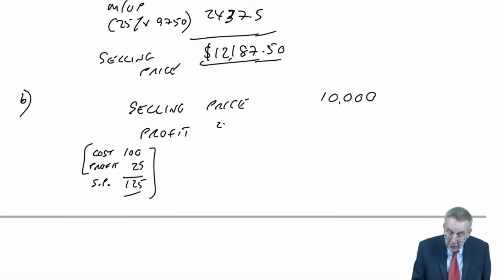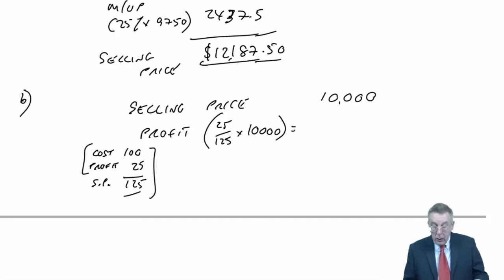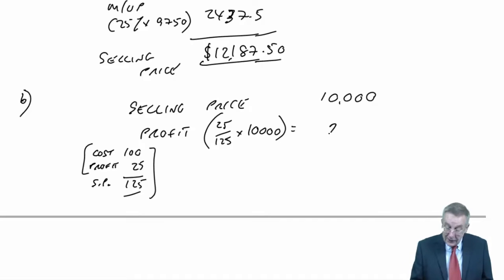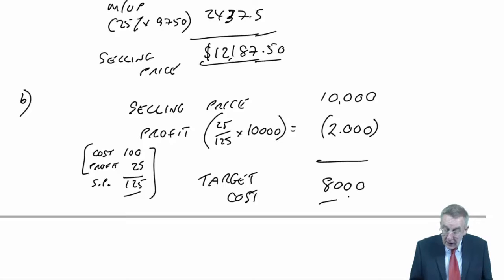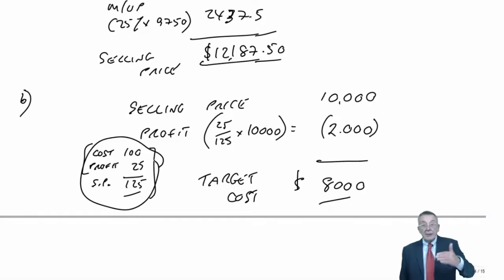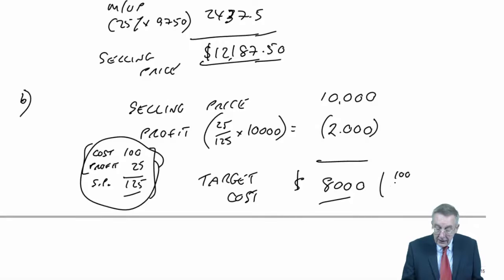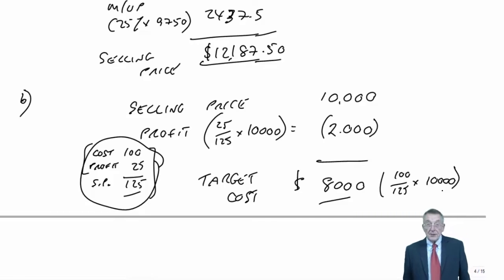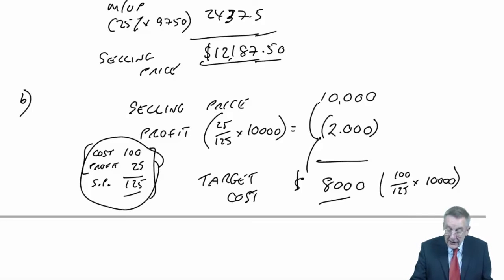And so the profit will be 25 for every 125 selling price, which is 2,000. And therefore, the target, the maximum cost, would be 8,000. Or again, I could have written that straight down, of course. But from what I wrote here, for every 125 selling price, the cost would have to be 100. So 100 for every 125 of 10,000, which is 8,000. And that works, you know, if the cost is 8, 25% of it is 2, selling price 10.